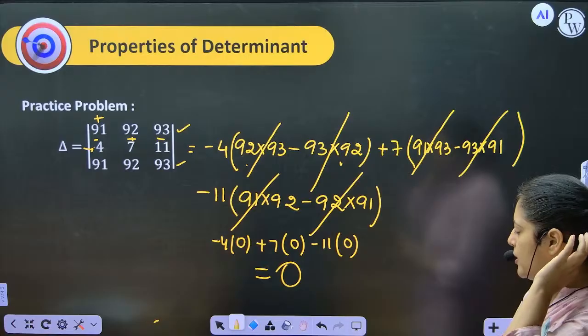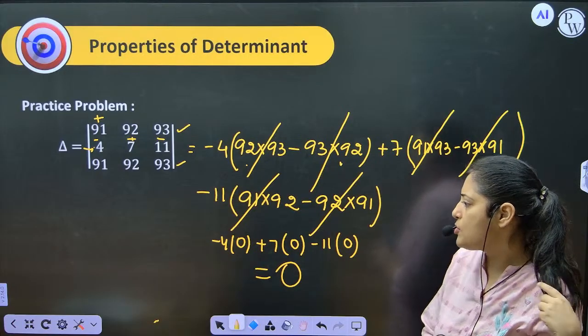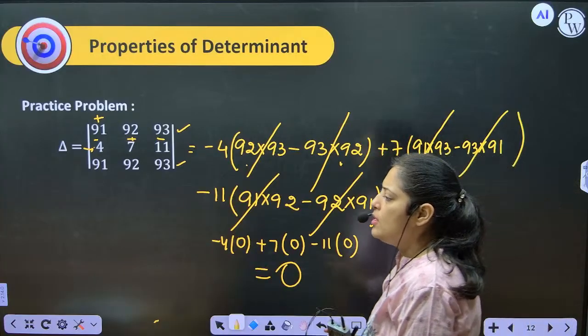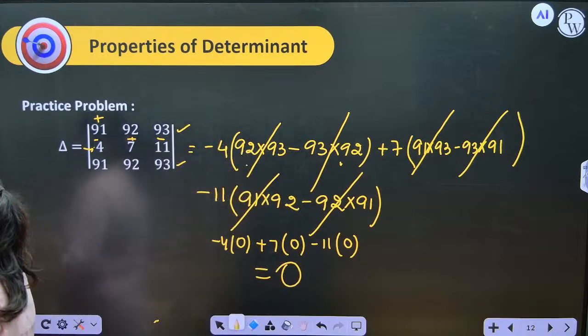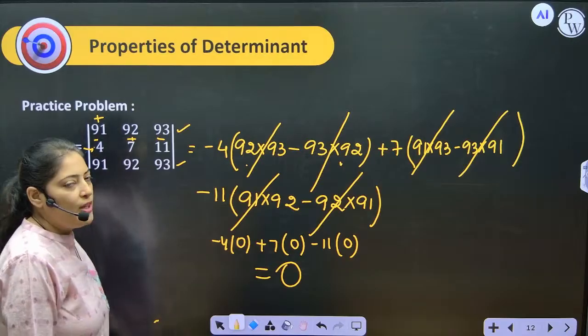I'll do the other question. I mean, properties are there, no? Other properties are also there. So for that also I'll do the questions so that you will be able to understand and retain it. Shall I move?